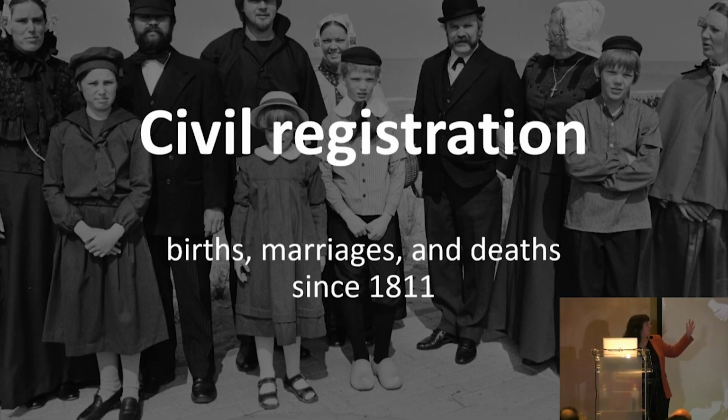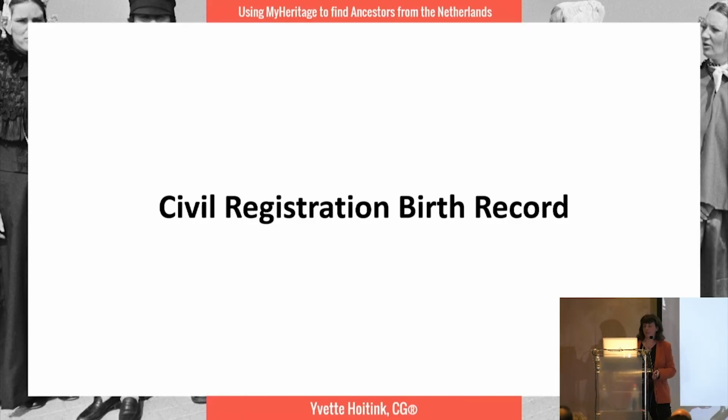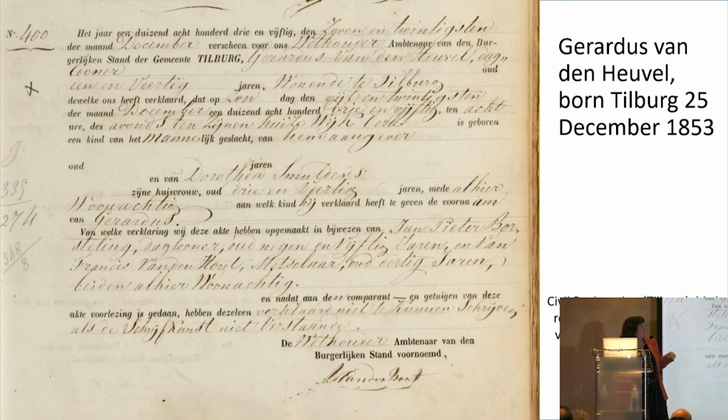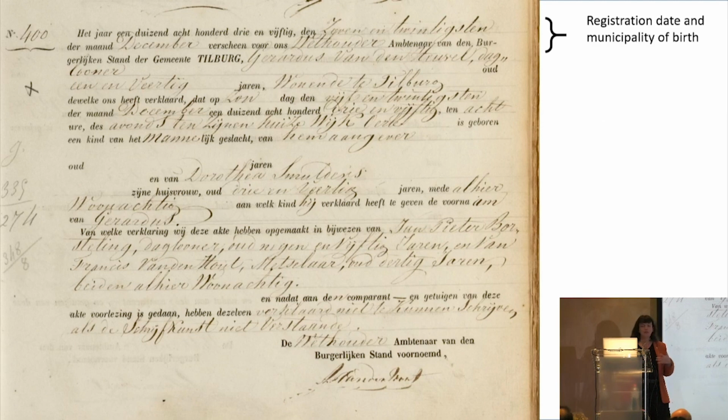So I'm now going to tell you what those civil registration records are and how you can use them for your research. The civil registration was introduced in 1811 during the French occupation of the Netherlands, and it registers all births, marriages and deaths in the Netherlands, and the same registration goes to this day. So a civil registration birth record looks like this. This is Dorothea's son, Gerardus van de Heuvel, born in 1853, and it will give the place where the birth was registered, which had to be the place where the child was born, including the registration date, and the requirement was to register the birth within 5 working days.